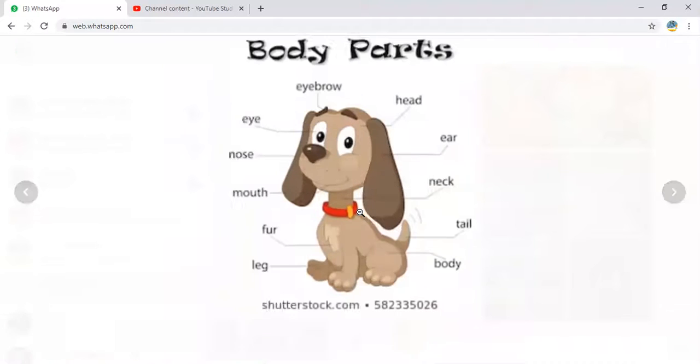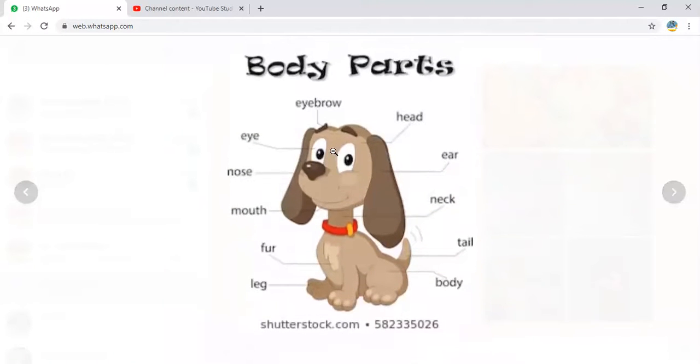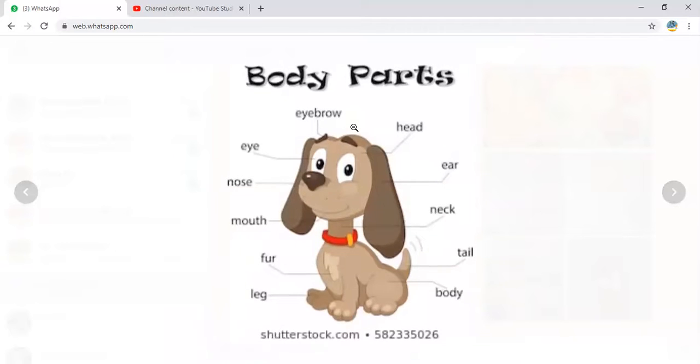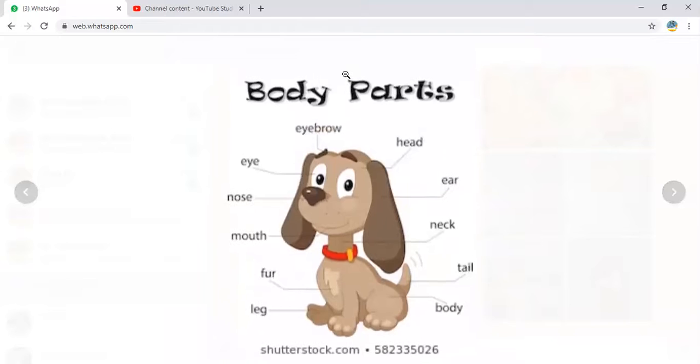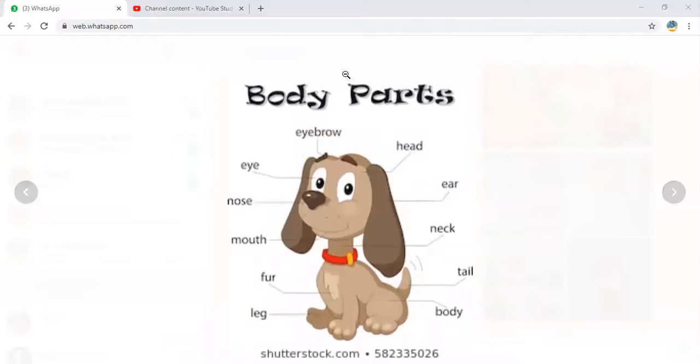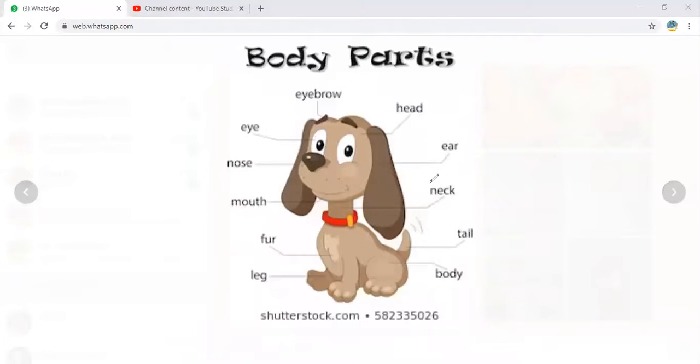See how nice it is. This is a dog. What is this? Dog. The dog has a head, the same as us. Next, eyebrows. The dog also has eyebrows.